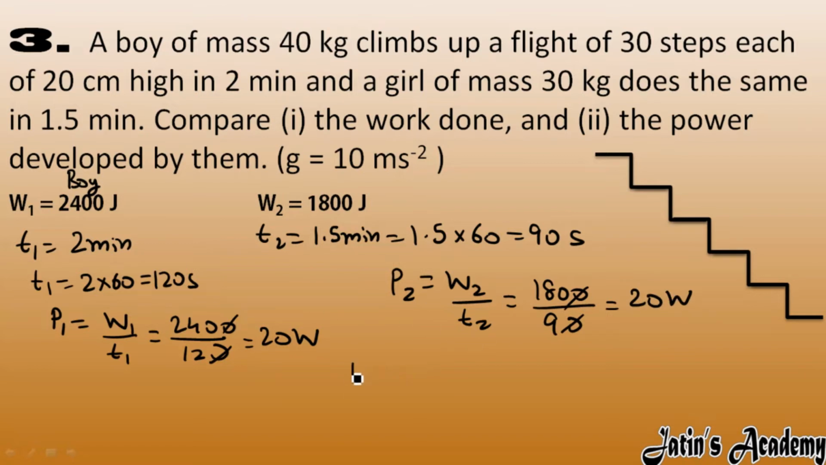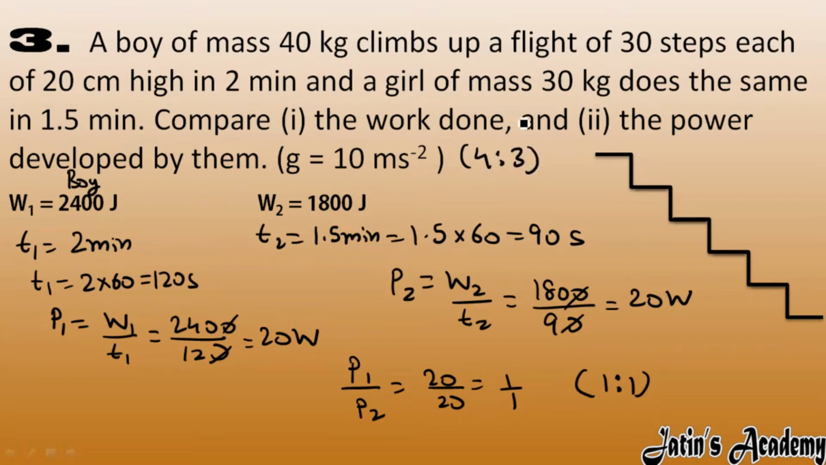So now we have to compare, means we have to find the ratio. The ratio of power is 20 over 20, which is 1 by 1. So the power ratio is 1 to 1, and the work done ratio we have already calculated as 4 to 3. So in this way we are able to calculate the answer.